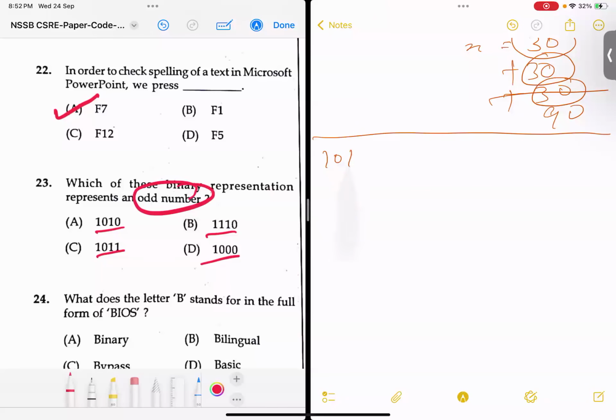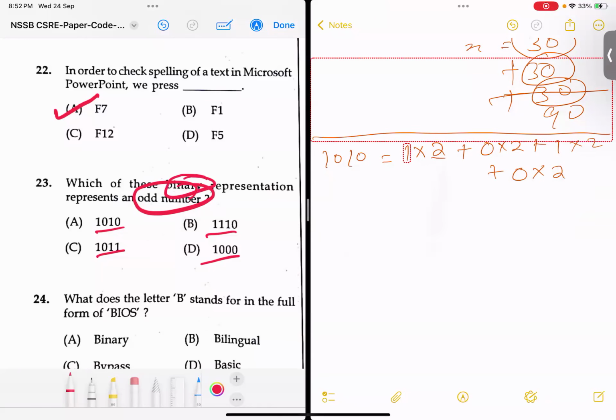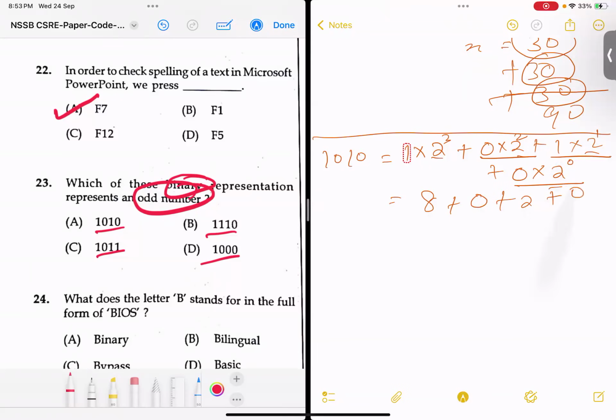Now 1010 can be written, in order to convert it into number form, as 1 into 2, 0 into 2, plus 1 into 2, plus 0 into 2. Since we're converting from binary form, we're using 2, right? So on each of the 2s, we'll add the power. We'll start with 0, 1, 2, 3, right? So 2 to the power 3 is 8. Here multiplication by 0 is 0. Here 2 to the power 1 is 2. Multiplication with 0 is 0. So it will be 10. So this is an even number, right? 10 is an even number. So this is wrong. So let's try the next one.